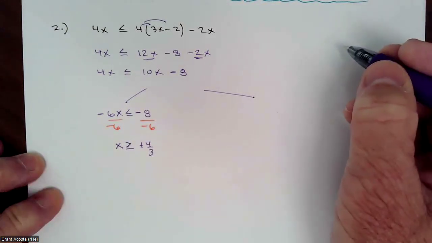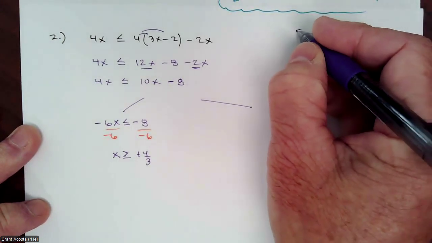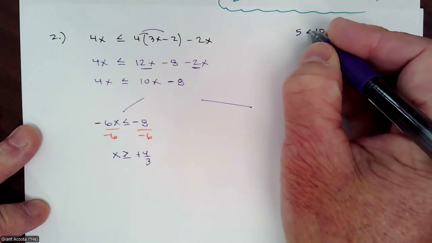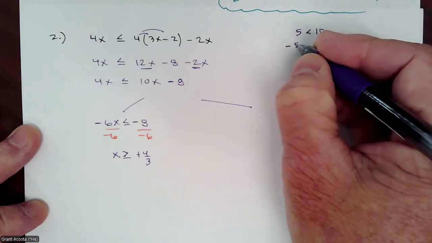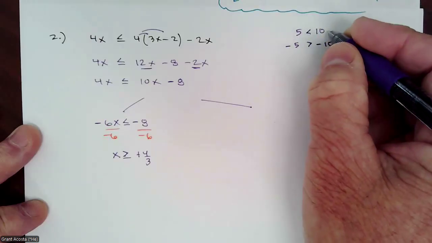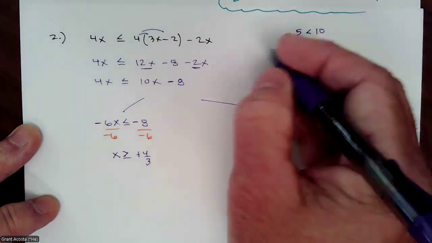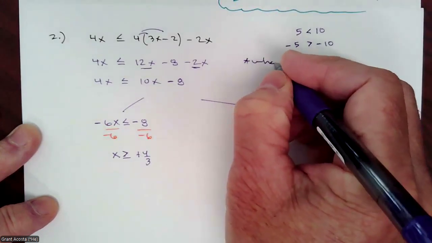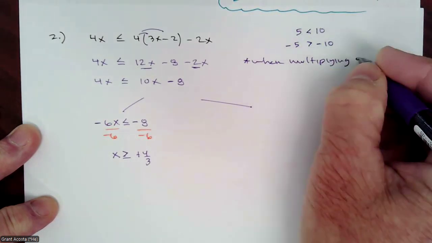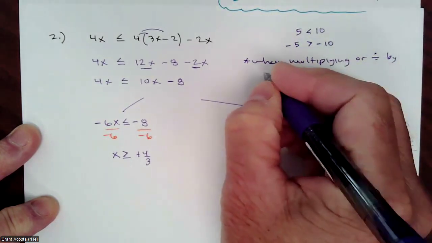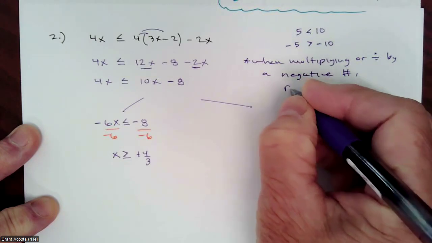If you're wondering why that's true, maybe up here we can take a true inequality. Like let's say you take 5 is less than 10. That is definitely true. If I multiply both sides by a negative, however, negative 5 is actually greater than negative 10, right? So if you multiply an inequality by a negative number, you've got to reverse the sign. Let's write that down. When multiplying or dividing by a negative number, reverse the sign.